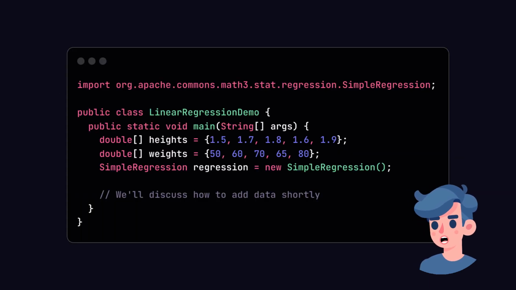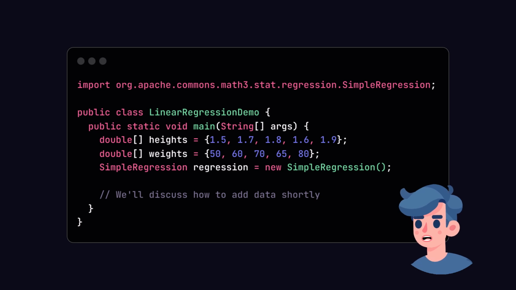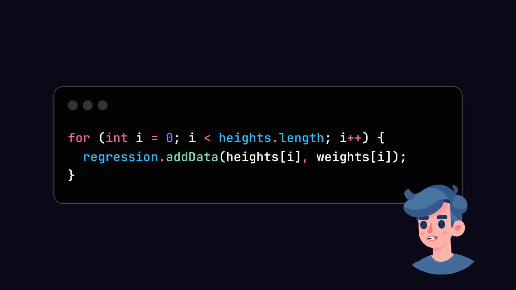Next, we need to create a linear regression model. Let's utilize the SimpleRegression class from the Apache Commons Math library. This class allows us to easily fit a linear regression model to our data points. To add our dataset to the regression model, we'll use the addData method. This method allows us to input pairs of independent and dependent variables, so we can loop through our heights and weights to add the data points.